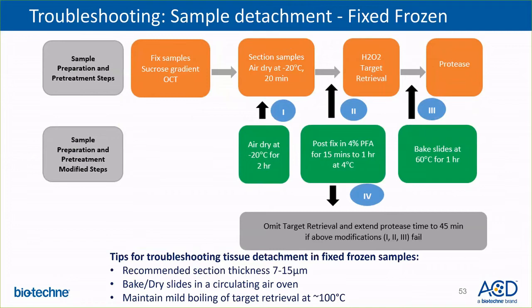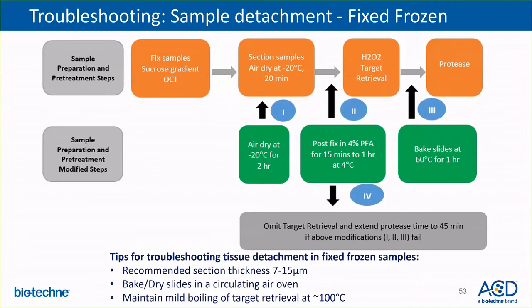Troubleshooting sample detachment with fixed frozen samples. For sample detachment with fixed frozen samples, we recommend to dry the slides at -20 for 2 hours after cryosectioning. This step has been shown to be one of the most critical steps to make sure that the tissue does not detach. Additionally, we can add a post-fixation before the hydrogen peroxide for about 15 minutes to an hour.